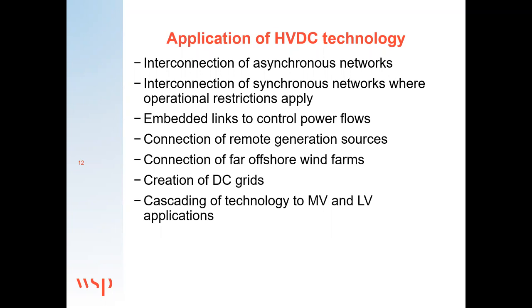We can now begin to think of creating a DC grid. Because of the advent of voltage source converter technology, we could couple multiple links together to create an HVDC grid to the greater benefit of all, hopefully. And we can now begin to see the cascading of this HVDC technology into medium voltage applications and low voltage applications, where the benefits of HVDC can be realized, but for distribution applications.